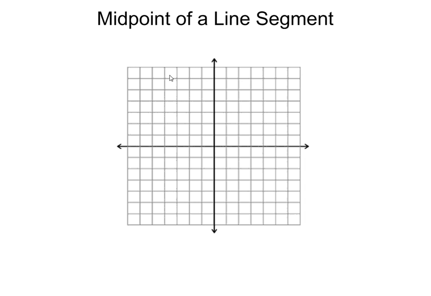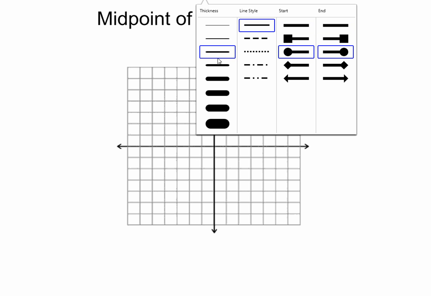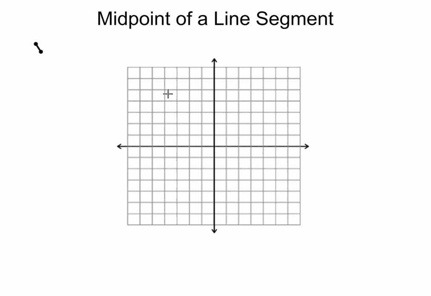So let's get started. First off, what is a midpoint of a line segment? Well, the midpoint is the point that's halfway between the two endpoints. So if we have a line segment that looks something like this, and we want to find the midpoint, we need to find the point that's halfway between these two points.